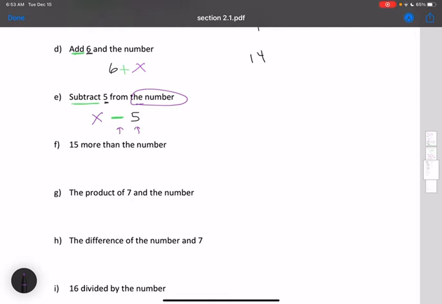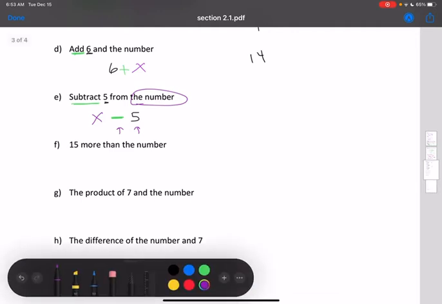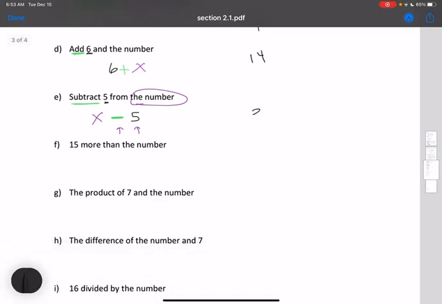Okay, so if I said that the number was 20 and we had to subtract 5 from the number, it would be 20 minus 5, that would be 15, okay? Remember, we're doing x equals 8. So if we put in 8 minus 5, we get 3.